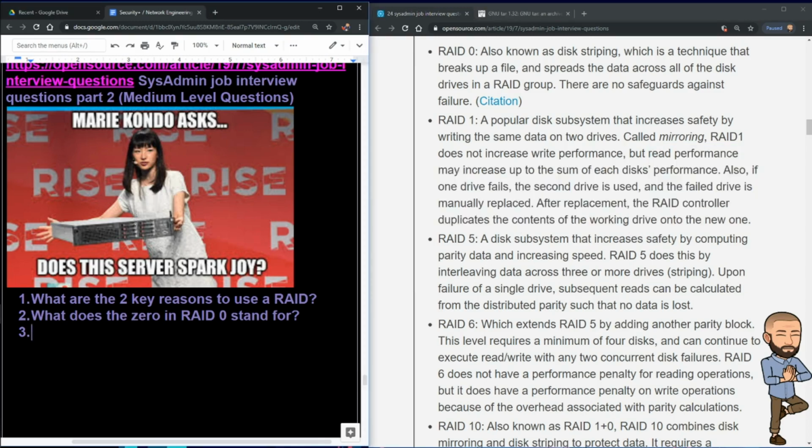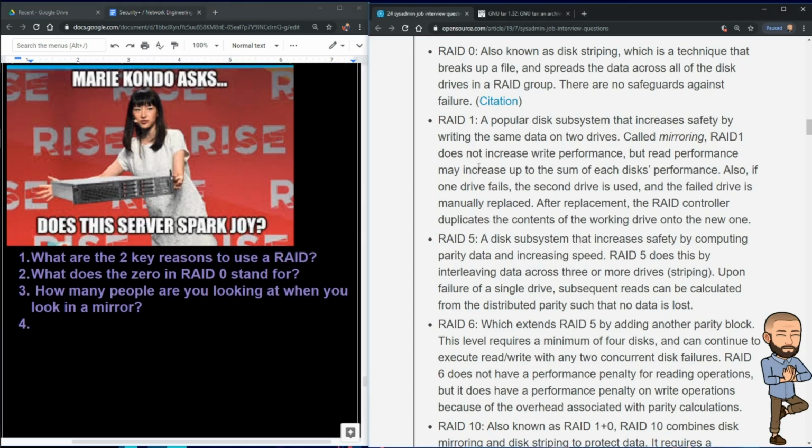Alright, so this one's all about mirroring, and a good way to remember it, to me, is to answer the question, well, how many people are you looking at when you look in a mirror? And I'm just thinking about a small mirror. The answer is 1. RAID 1 is all about mirroring. I know, silly, but this is how my mind works, and if it helps you get a sysadmin job, then I've done a good job.